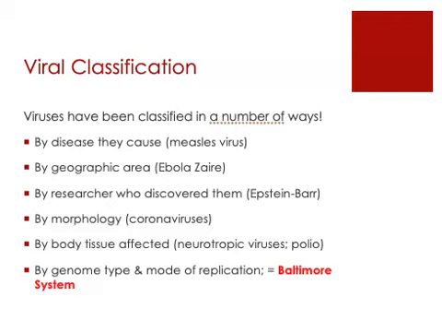So the Baltimore System doesn't give a virus its name, but it allows us to compare one virus to another according to these three methods of classification: what kind of a genome it has, whether it's DNA or RNA, and whether that DNA is double-stranded or single-stranded, whether that RNA is double-stranded or single-stranded, what sense the genetic material is in, positive or negative, and what kind of system or process is used in the host cell to replicate the genetic material.